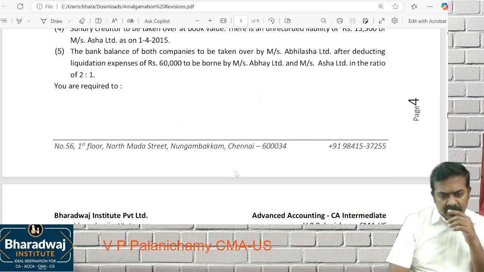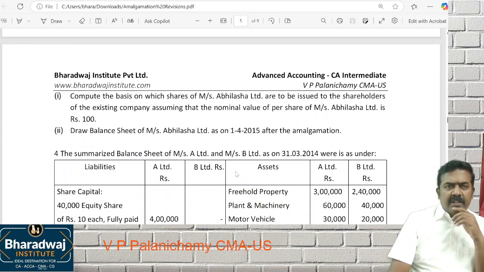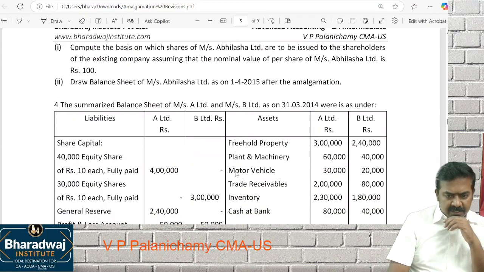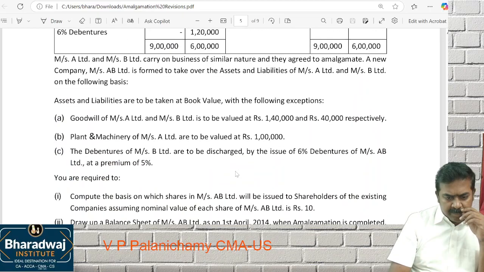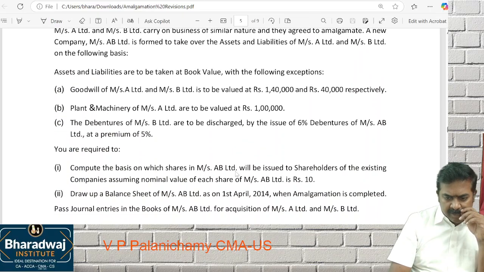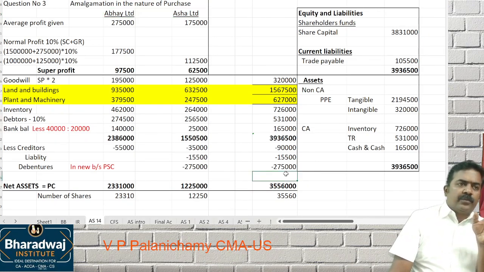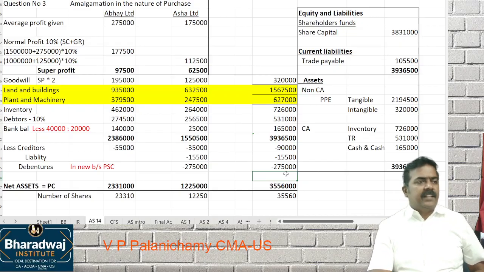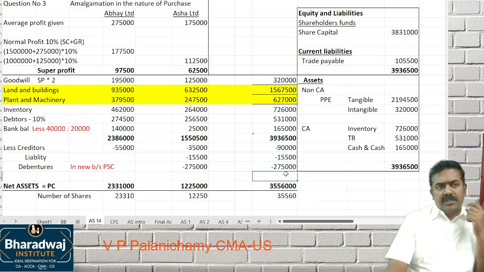See, they don't ask you in the books of selling company. They ask you in the books of which one? Purchasing company only. We'll do question number 4. Then we'll come to which company? Selling company. Read, try to work out purchase consideration.